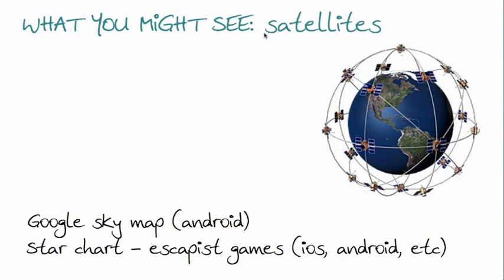Now, how do you tell the difference between that and an airplane? Well, airplane lights tend to flash. Satellites are just like a nice solid dot going across the sky.